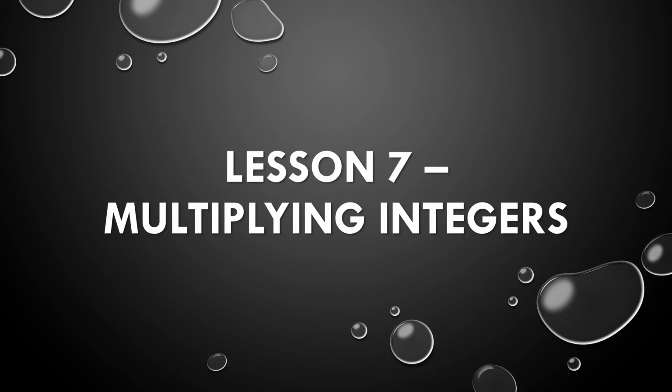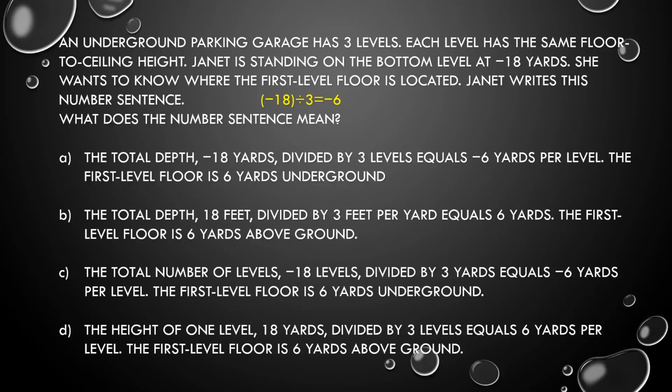In this video, we will be going over lesson 7, which is about multiplying integers. Our first question says an underground parking garage has 3 levels. Each level has the same floor to ceiling height. Janet is standing on the bottom level at negative 18 yards. She wants to know where the first level of the floor is located.